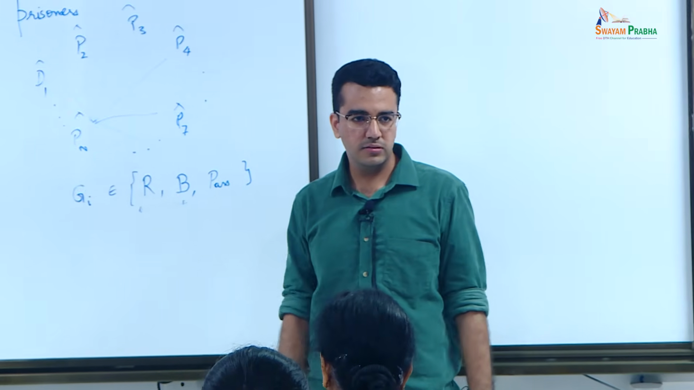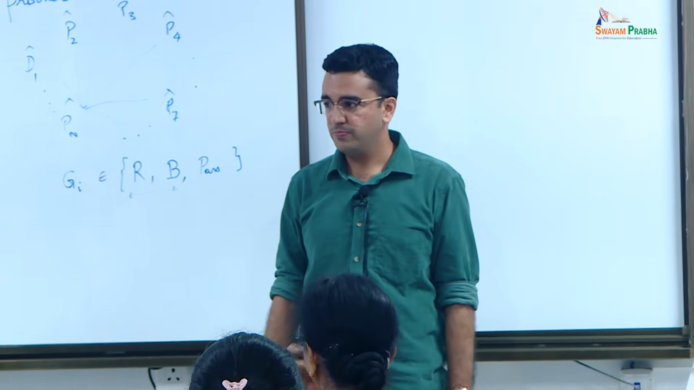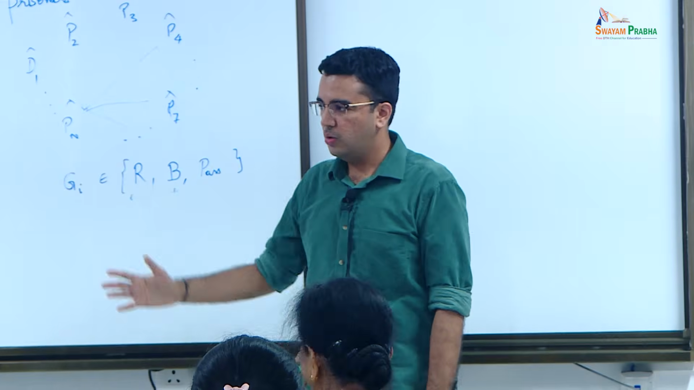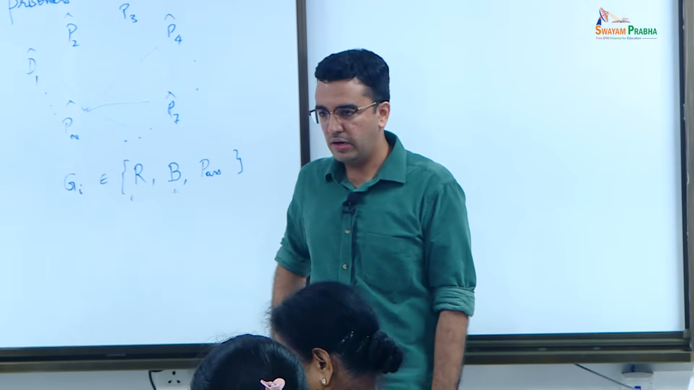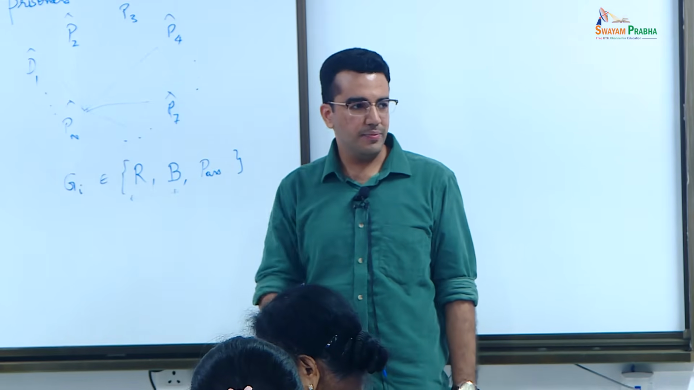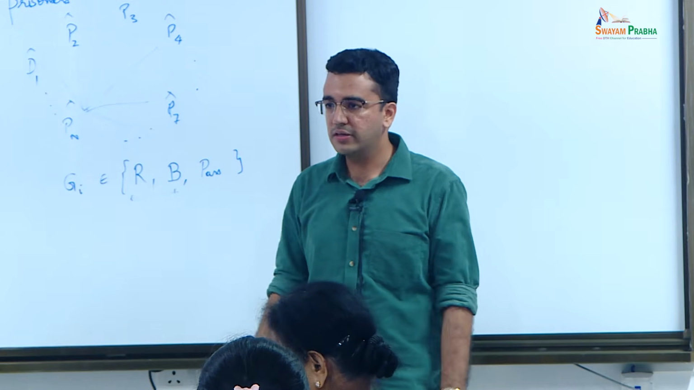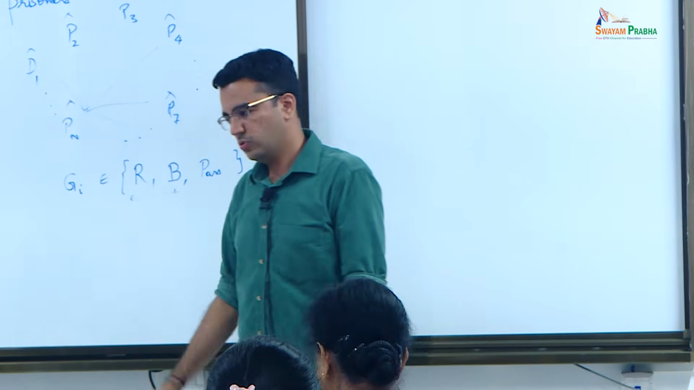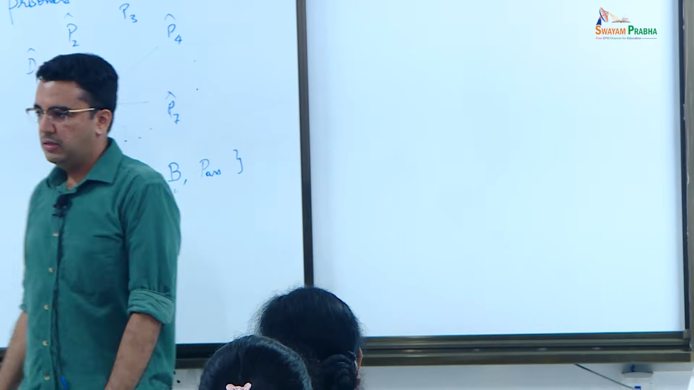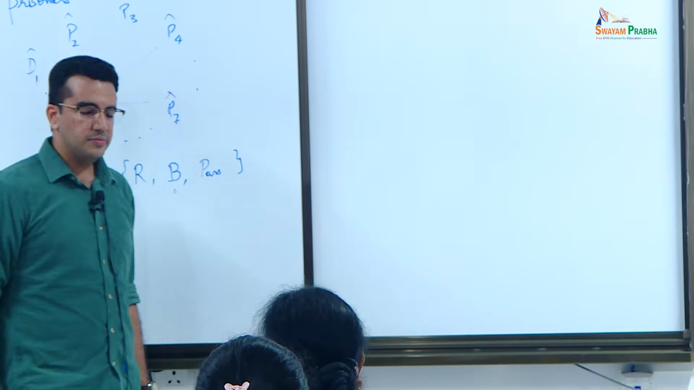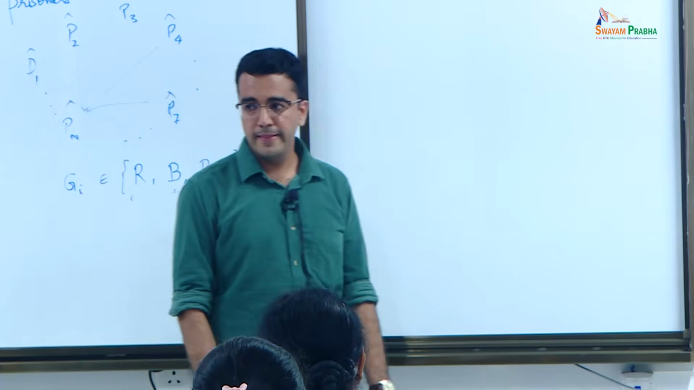Uniformly at random means? How much is that? 1/2. So each of them has half probability of getting either a red or a blue hat. Okay, it's fair enough. So now what would your strategy be in such a situation?